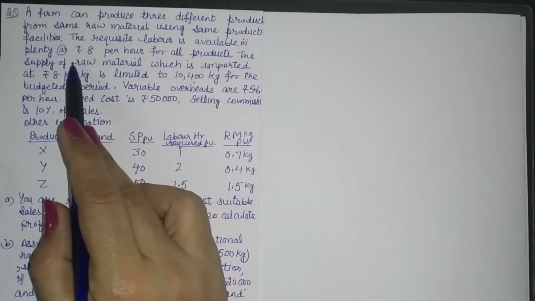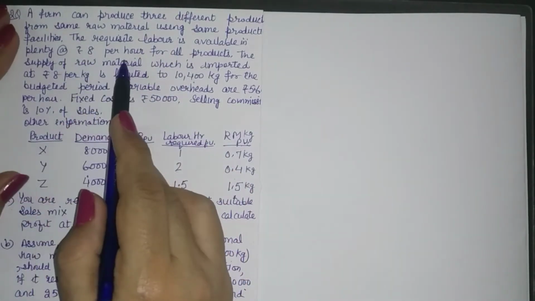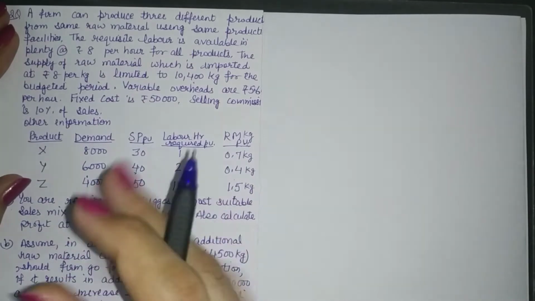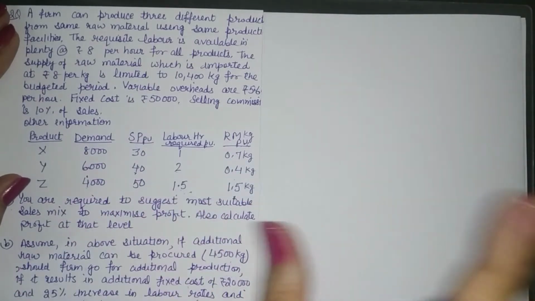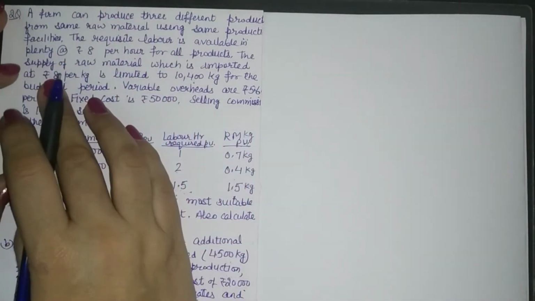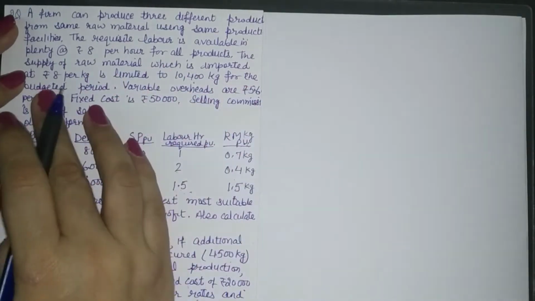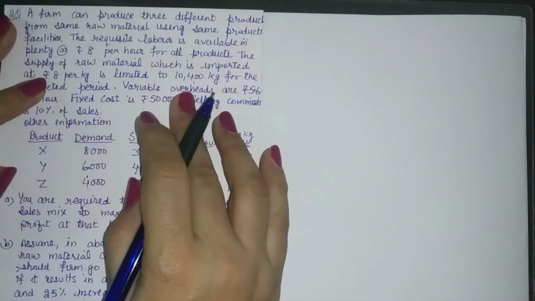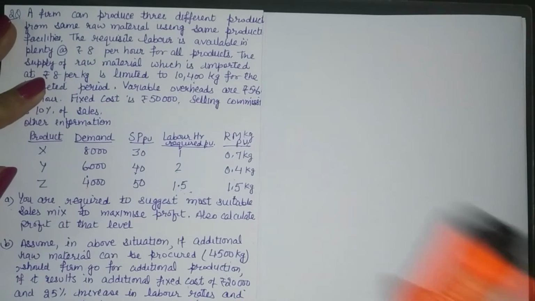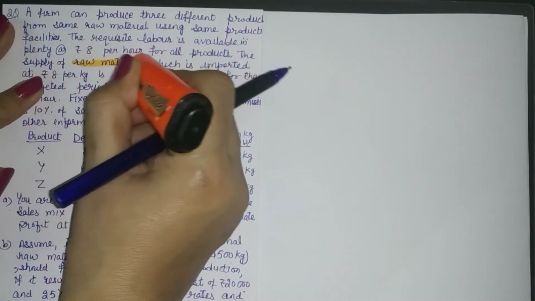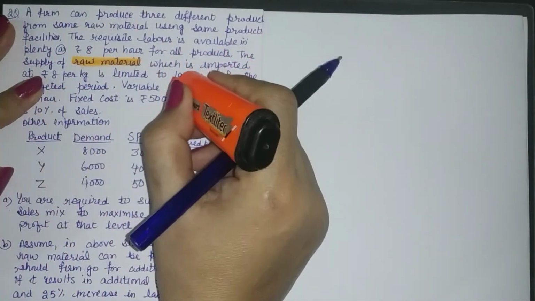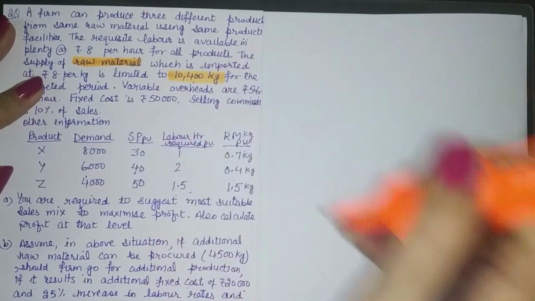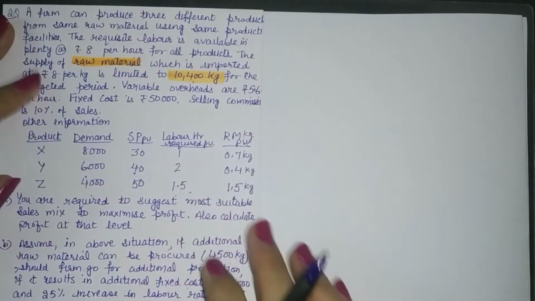Requisite labor is available aplenty at the rate of 8 rupees per hour. So labor rate is 8 rupees per hour and it is available freely. So there is no limit on that. Supply of raw material, however, which is imported at 8 rupees per kilogram is limited to 10,400 kilograms. It means that our key factor is raw material which is available only up to this limit. So this is going to be your key factor.